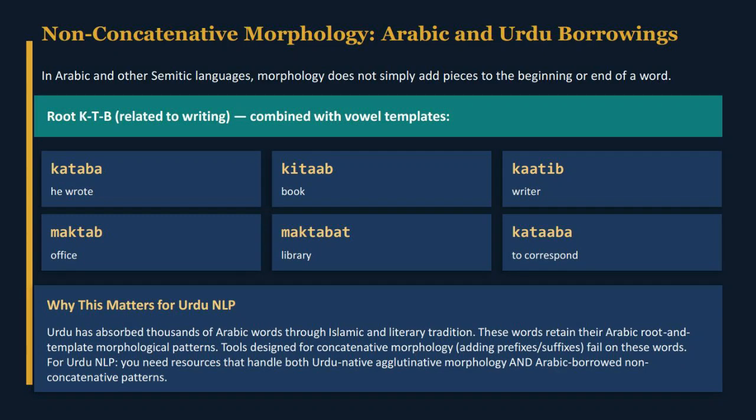in computational linguistics. In Arabic and other languages, a root typically has three consonants and it is combined with a vowel template to produce different word forms. The root katab relates to writing. Kataba means he wrote. Kitab means book. Katib means writer. Since Urdu shares vocabulary and morphological patterns with Arabic through Islamic borrowings, awareness of such morphological variations is relevant for Urdu NLP as well. So keep in mind if you are working on such data.